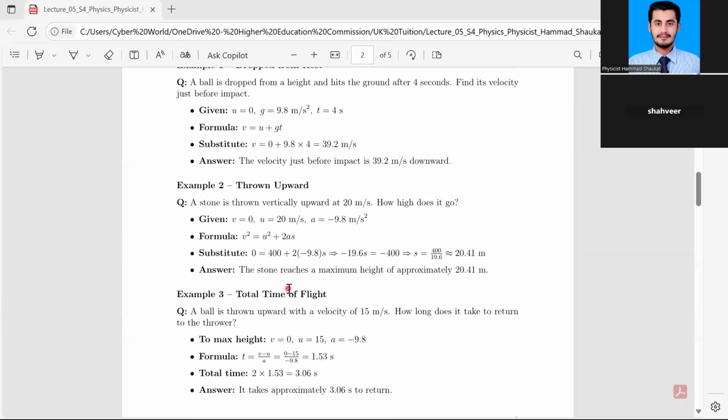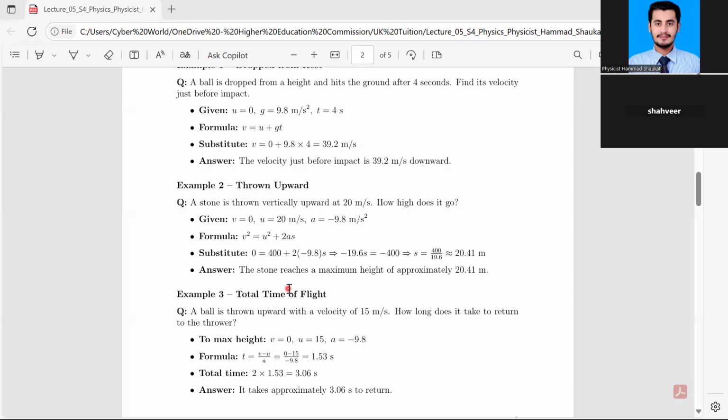Example number two. A stone is thrown vertically upward. Now in this problem, you throw the stone vertically upward with 20 meter per second. Can you tell me this 20 meter per second is which velocity, initial or final? Because you throw the stone upward. The initial. Yes, initial velocity.